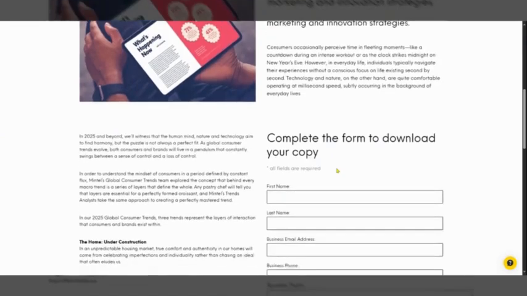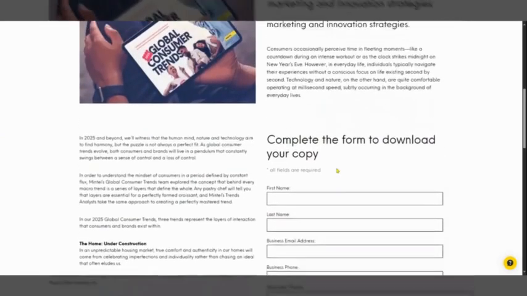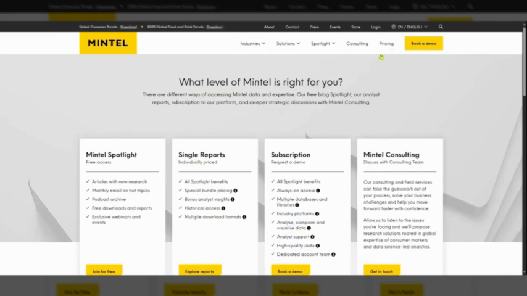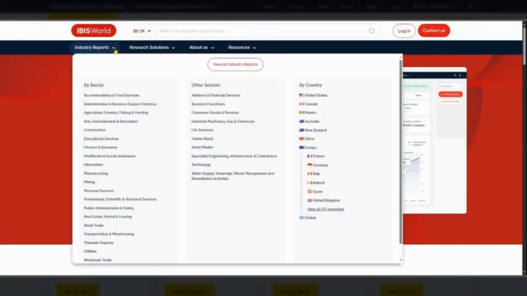Mintel offers a free monthly newsletter that includes the latest insights and innovations across various industries. By subscribing to this newsletter, you can access articles, podcasts, and webinars that provide valuable information on market trends and consumer behavior. With many reports, you can complete a form to download a free sample, or you can sign up for the Mintel free monthly Spotlight newsletter by filling out the registration form.